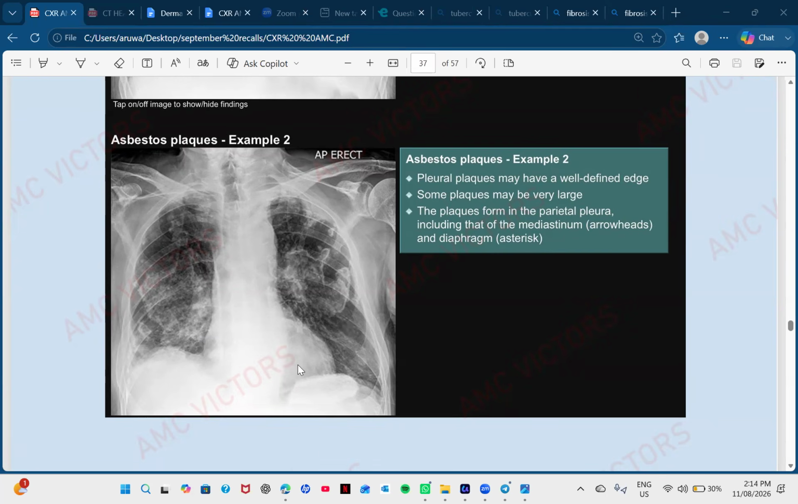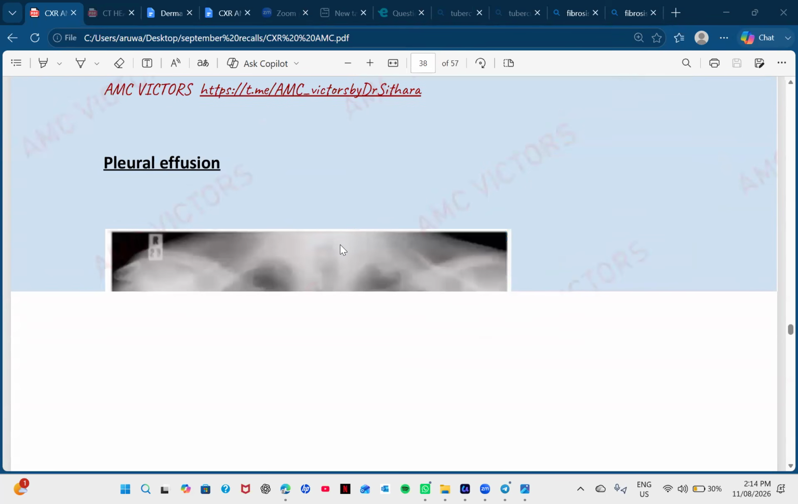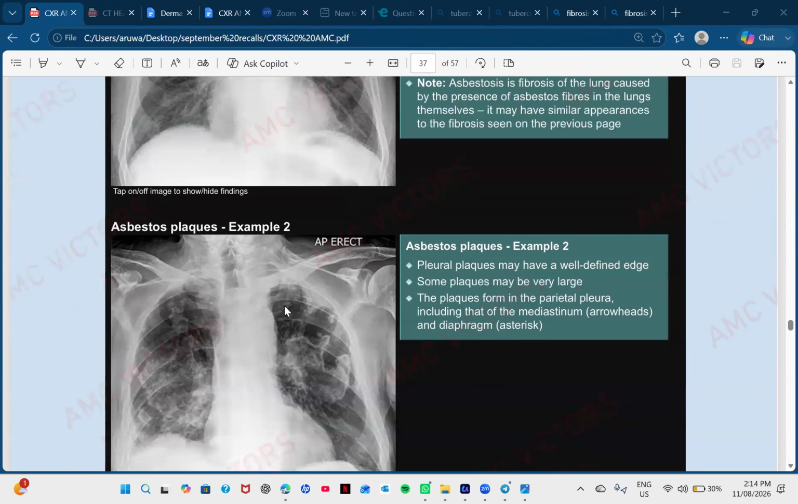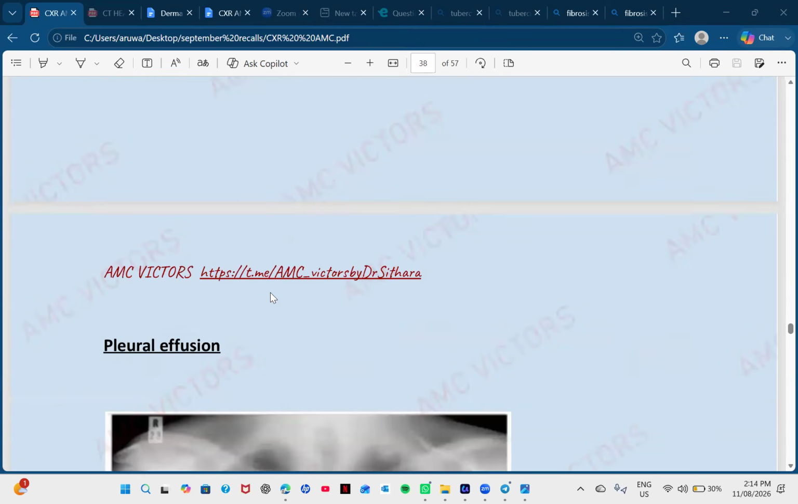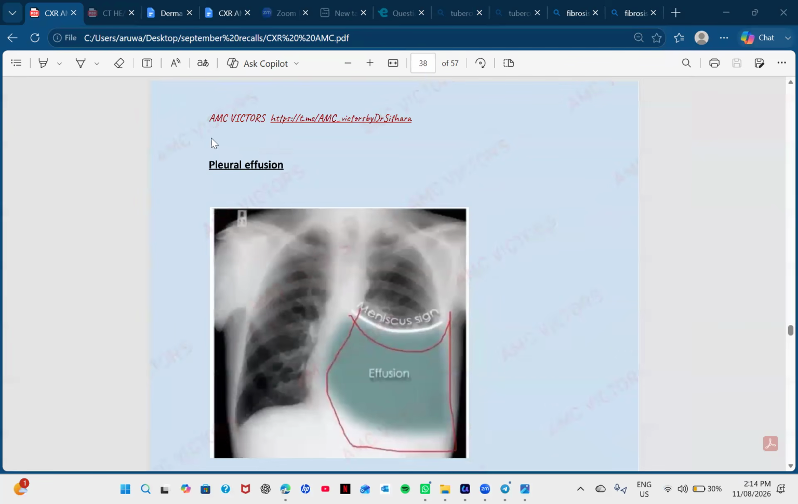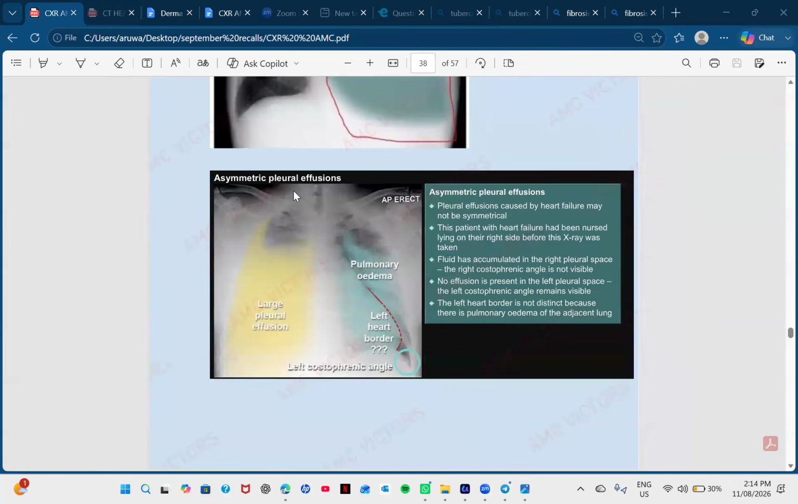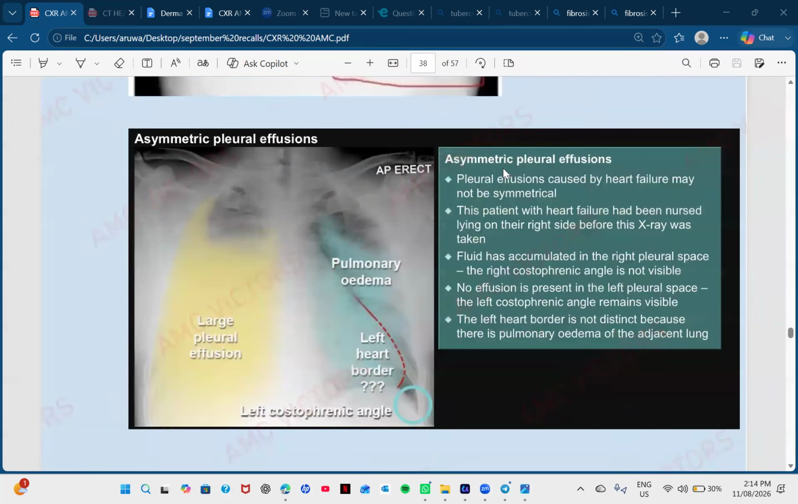So here, let's discuss the pleural effusion. Is everything clear about asbestosis, right? Asbestosis, the plaques and everything. Okay, the pleural effusion. What you can see here, can you see the large pleural effusion?